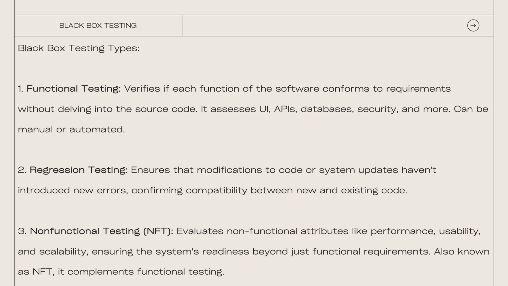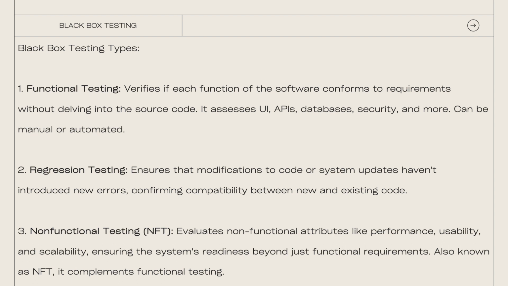Within black box testing, we encounter several types, each serving a specific purpose. Functional testing ensures software functions meet requirements without inspecting source code. It covers UI, APIs, database, security, and more. It can be either manual or automated. Regression testing validates that code changes or system updates haven't introduced new errors, ensuring compatibility between old and new code.